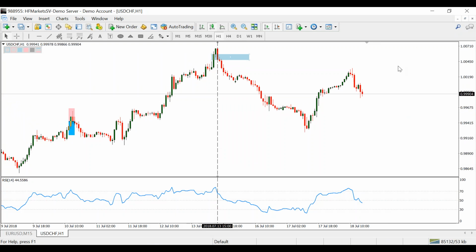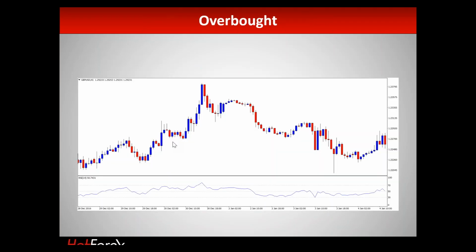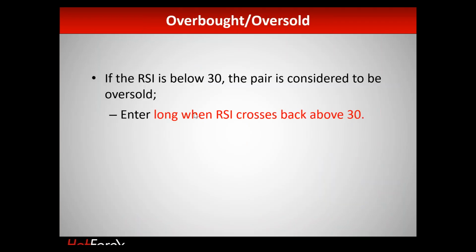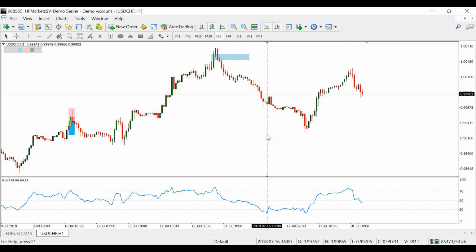Okay, oversold. Sorry. Okay, overbought tadi. Kalau below 30, consider oversold. We enter long when the RSI cross back above 30. Okay, tadi overbought, kita sell. Kalau oversold lah, kita tengok sini. Boom, dia turun below 30 here. Below 30 here. And then next candle here, it cross and close above 30. So kita pun trade lah dekat sini. Boom, buy. Stop loss bawah sini.